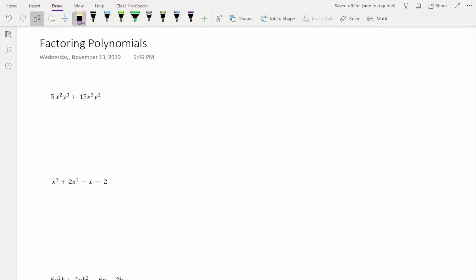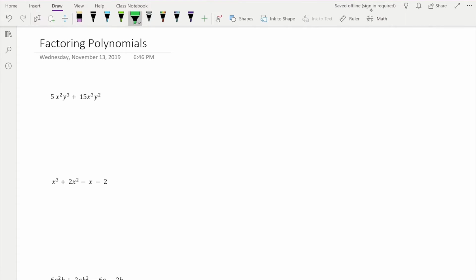Today we are going to look at factoring polynomials, specifically looking at grouping. So the first question we're going to do is a bit of a review, working on common factors, finding something that's common between all of the terms. So we look at this first one.